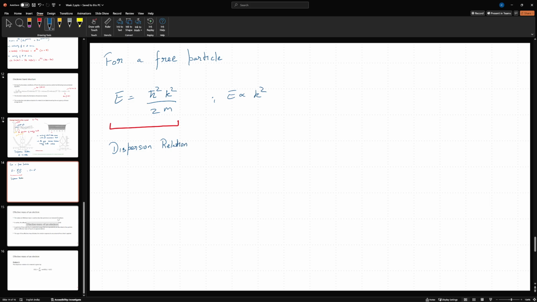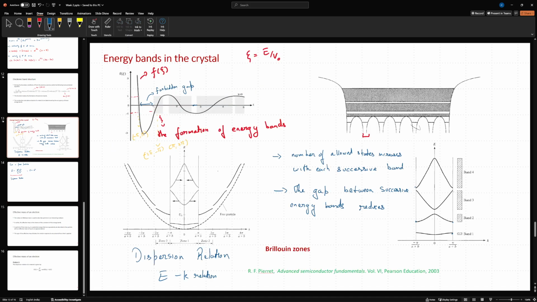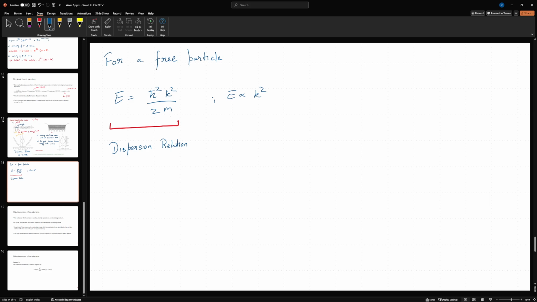Okay, so there is one last concept we will look at today before ending today's session, and that is that of effective mass. Now, over here, I wrote E is proportional to k square. The proportionality constant depends only on the mass of the particle. H bar square is a universal constant, so it is going to stay for everything.